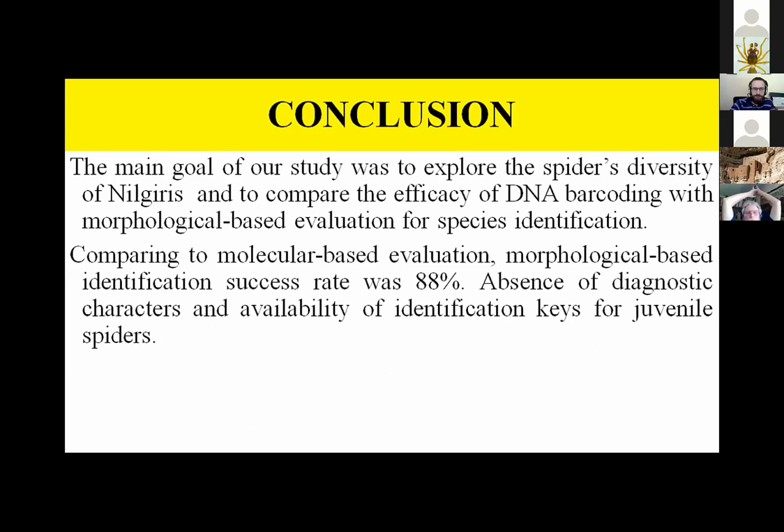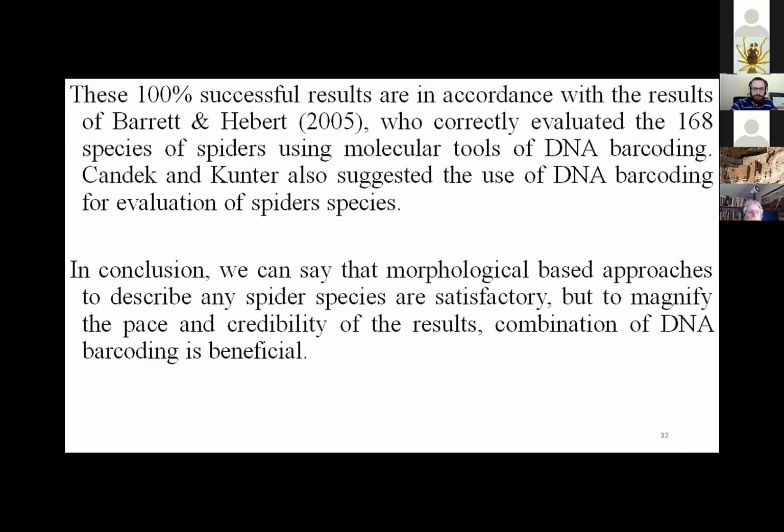Coming to the conclusion, the main goal of our study was to explore the spider diversity of Nilgiris and compare the efficacy of DNA barcoding with morphology-based evaluation for species identification. There was 88% of options of diagnostic characters and availability of identification keys for juvenile spider species, and 100% successful results, in accordance with the results of Barrett and Hebert, who correctly evaluated 168 species of spiders using molecular tools of DNA barcoding. In conclusion, morphology-based approaches to describe any spider species are satisfactory, but do not magnify the pace or credibility of the results. Combination with DNA barcoding is beneficial.